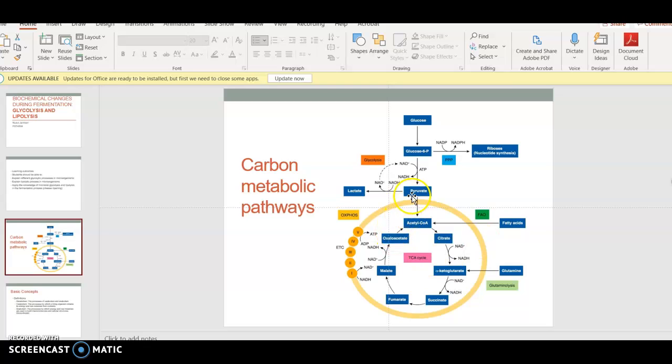If you don't have enough oxygen, this pyruvate can be turned into lactic acid. And in microorganisms, this lactic acid can actually be converted into more products, for example alcohol or other kinds of acids as well. These are the different kinds of fermentation that we will take a look at today.